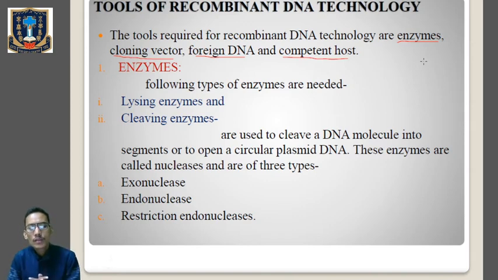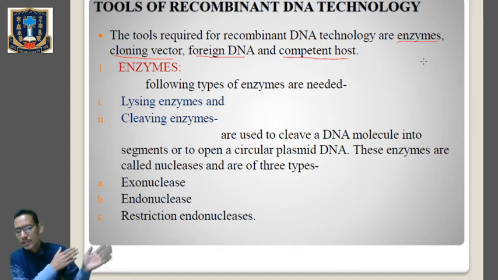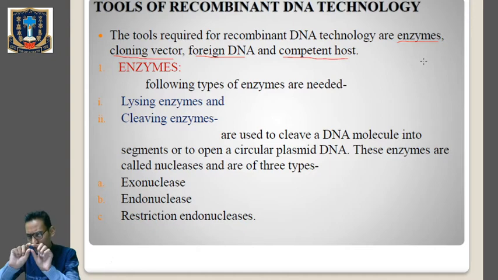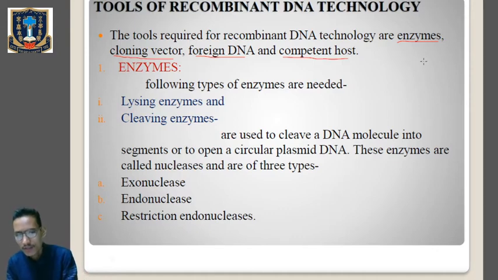Or it is used to open a circular plasmid DNA. If you have seen the first video, diagram 11.1, you have seen that we have the vector DNA, a circular DNA molecule, which has been cut. That cut is mainly done with the help of the cleaving enzymes. These enzymes are called nucleases, and nucleases are of three types: exonuclease, endonuclease, and restriction endonuclease. So lysing enzymes are mainly used to open the cells of plants, and lysozymes are mainly employed to open the cell wall of bacteria.